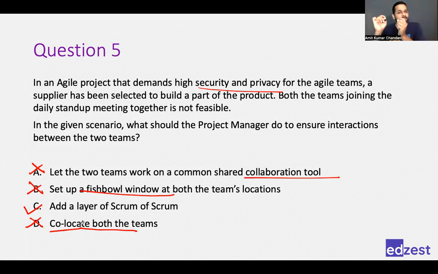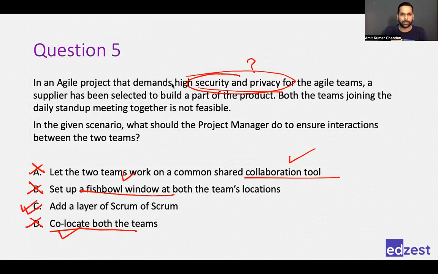But given a certain specific scenario, whatever we learn as a general thing goes for a toss. Right? Because it is calling for security and privacy. This is what you have to do as a project manager. This is what PMP prepares you for, that you learn something and then you apply based on the scenario. Right? We know that Agile says use a lot of collaboration tools, use fishbowl window for virtual teams, use co-located teams and co-locate everybody if possible, have face-to-face discussion. Right? But if there's a project which has a different requirement in a non-general sense, then we have to meet that requirement as well. Okay, that's why C is a better choice than A, B, and D.